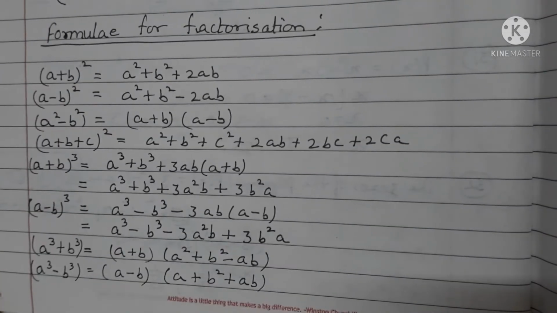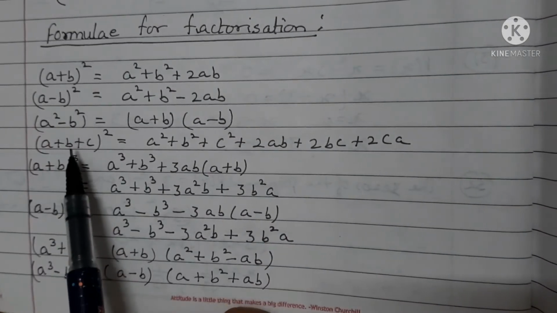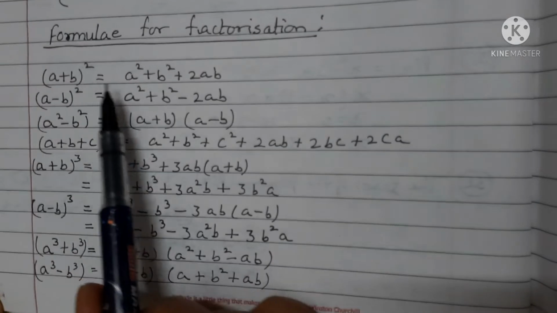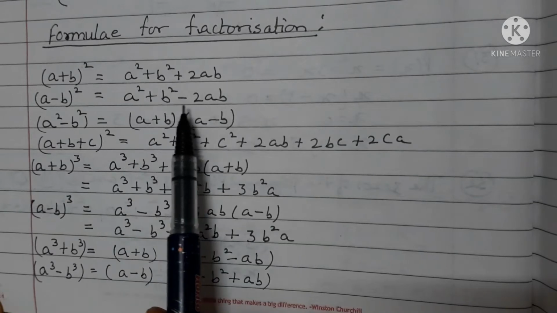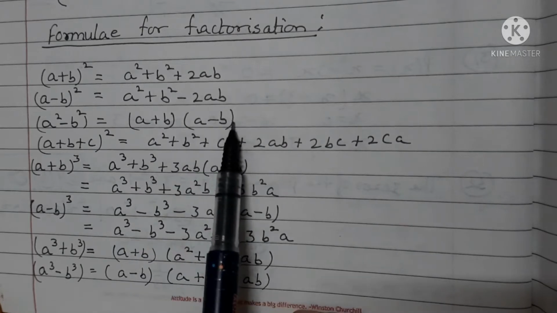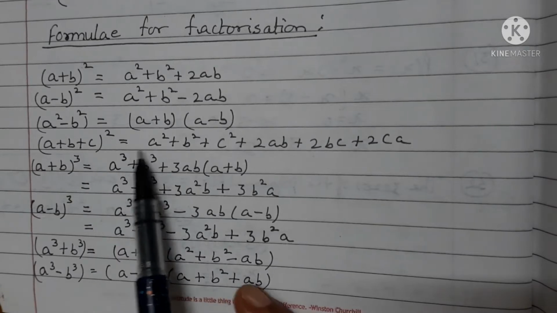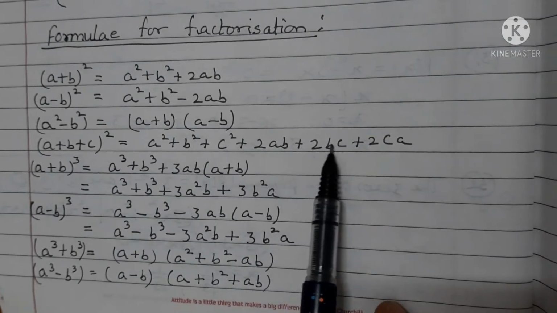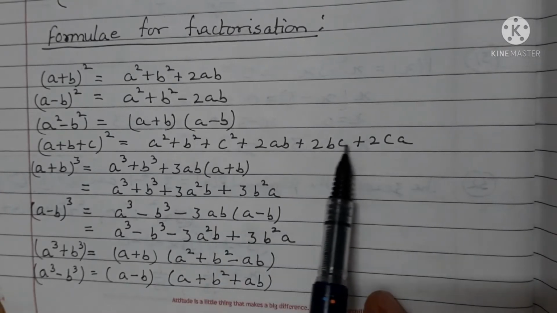Now next, formulae for factorization. These are very easy, and in earlier classes you have learned these formulae. A plus b whole square is equal to a square plus b square plus 2ab. A minus b whole square is equal to a square plus b square minus 2ab. A square minus b square is equal to a plus b times a minus b. Now a plus b plus c whole square is a square plus b square plus c square plus 2ab plus 2bc plus 2ca. In all the terms the plus sign is there.